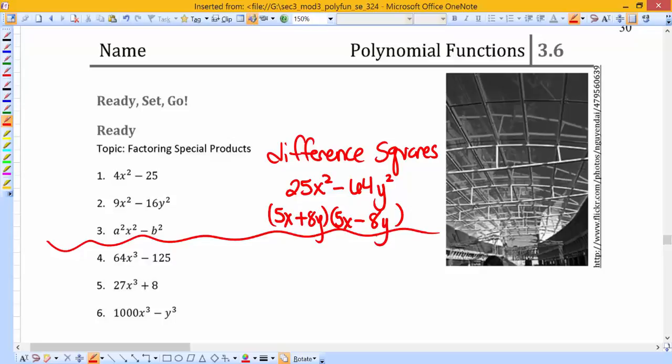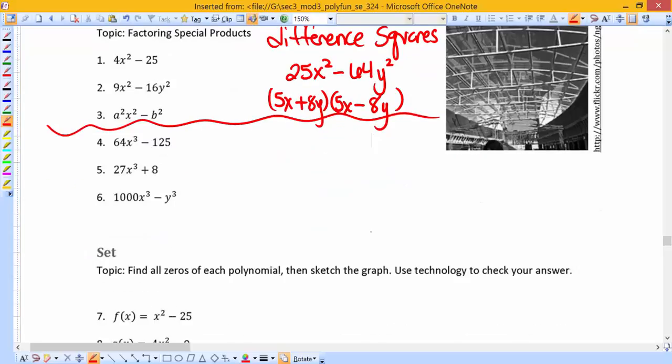Now in 4, 5, and 6, we're seeing the sum and difference of cubes. So the formula, and you're going to want to write this down, for the sum and difference of cubes. And your first hint that you're dealing with cubes is that your exponents are all 3's. And then all of the numbers, the coefficients, these are all perfect cubes.